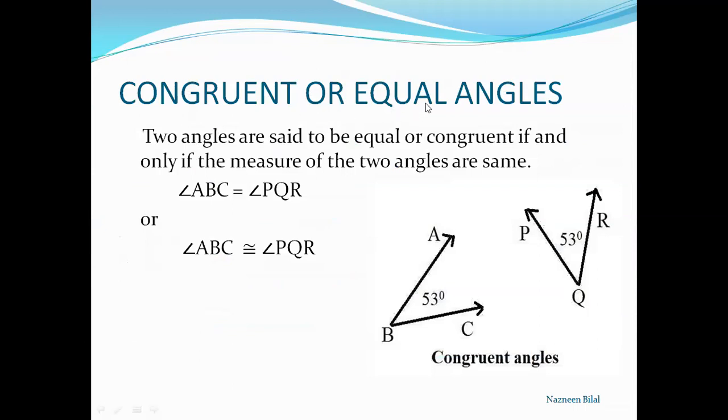Congruent or equal angles. Two angles are said to be congruent or equal if and only if their measurement is the same. Here you can see angle ABC and angle PQR, they both are measuring 53 degrees. Hence, these angles will be called equal. You know the equals sign, how to write it. And this is how we represent a congruent sign. So both the angles are congruent also.